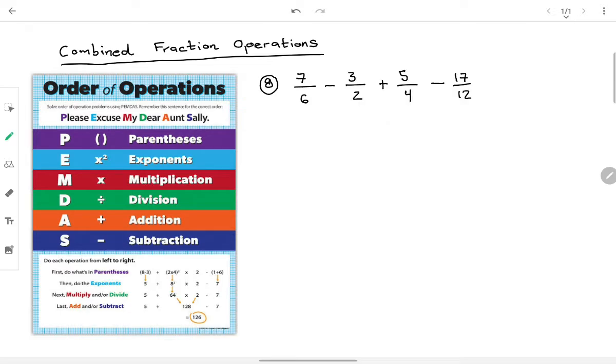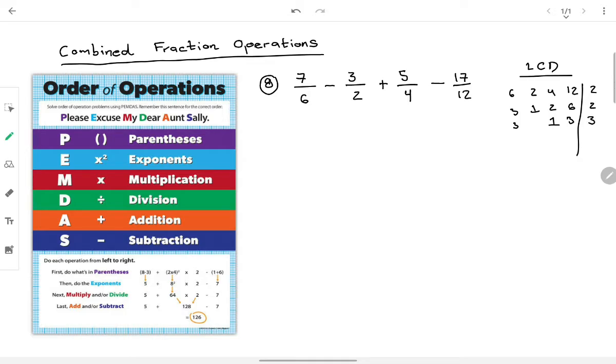In this case, we have four terms, added and subtracted. We can do it in a single operation because we can look for the least common denominator between the four. In this case, 6, 2, 4, and 12. We can do the prime decomposition. In this case, 2, we will get 1. We finish this one. 3 and 6. Then 2, we'll finish this one.